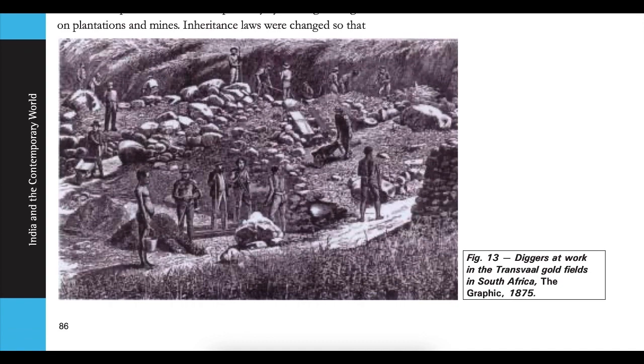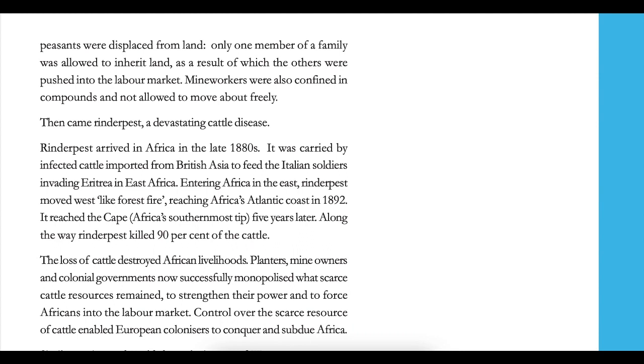Inheritance laws were changed so that peasants were displaced from land. Only one member of a family was allowed to inherit land, as a result of which the others were pushed into labor market. Mine workers were also confined in compounds and not allowed to move about freely.